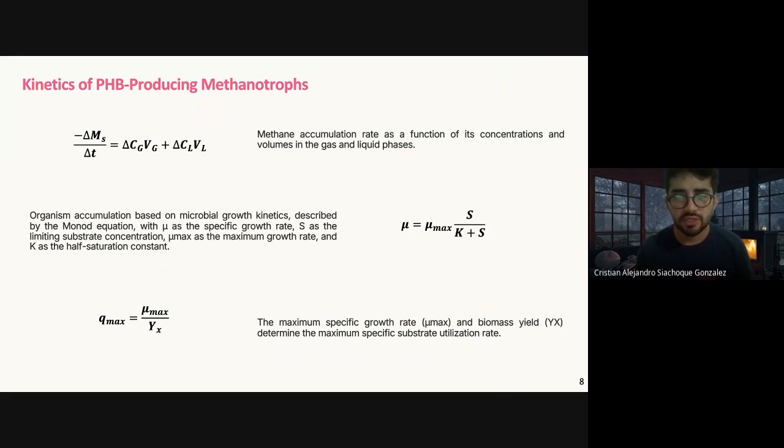The last equation is the maximum specific rate of substrate utilization. Next.